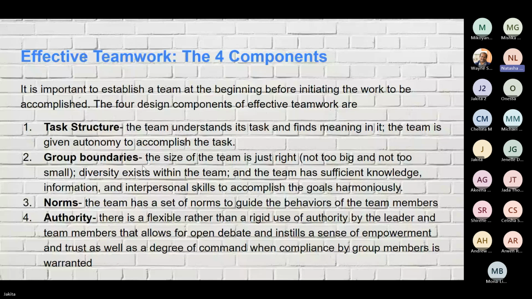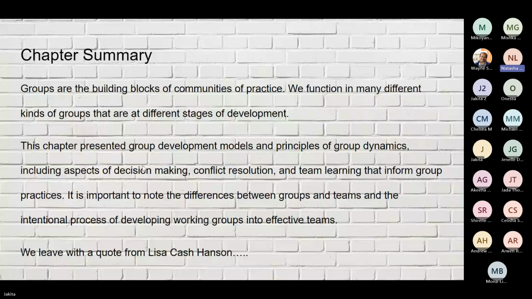And finally, we want to summarize the chapter. Groups are the building blocks of communities of practice. We function in many different kinds of groups that are at different stages of development. This chapter presented group development models and principles of group dynamics, including aspects of decision-making, conflict resolution, and team learning that inform group practices. It is important to know the differences between groups and teams, which we discussed, and the intentional process of developing working groups into effective teams.